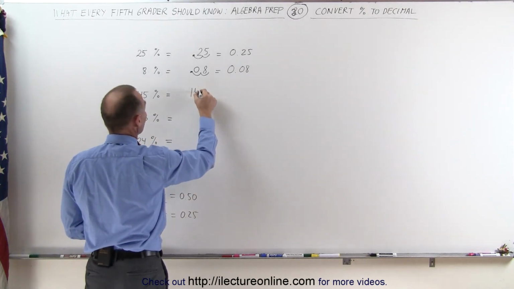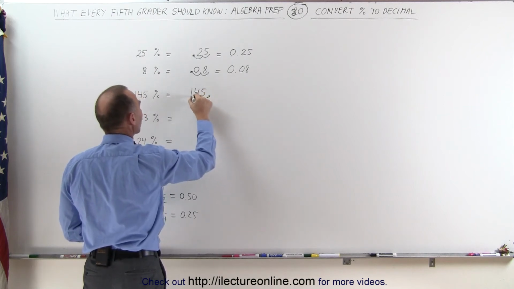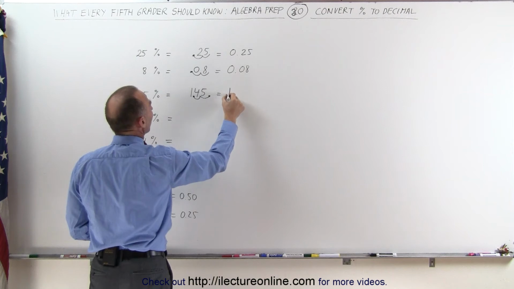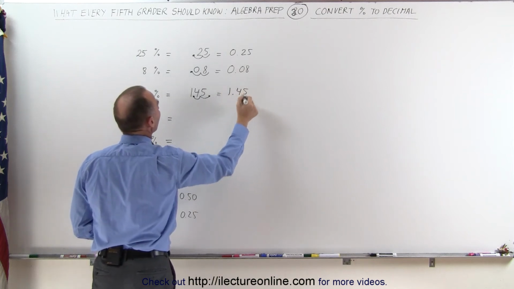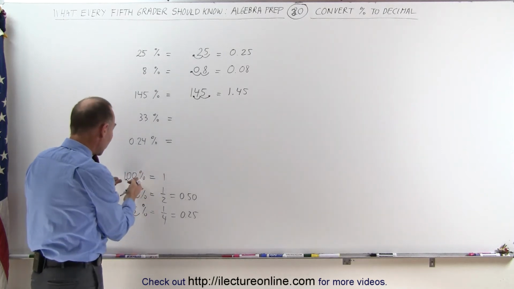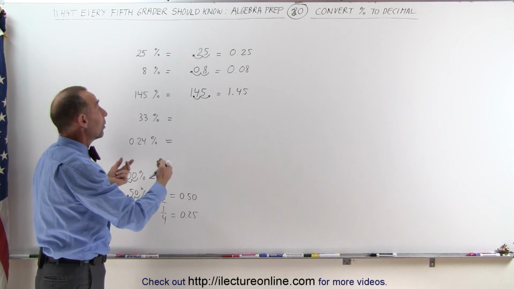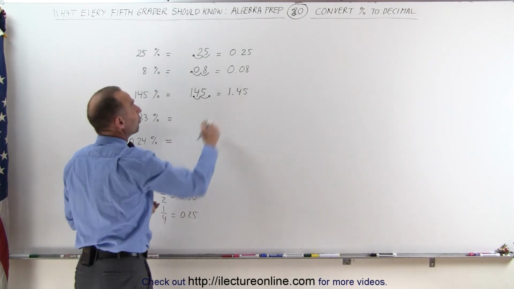145%, let's write the number down. Then we move the decimal point over 2 spots, put it right there, which means it's 1.45. 145% must be greater than 1 because 100% equals 1. Therefore, 145% must be greater than 1, and yes it is. It's 1.45.